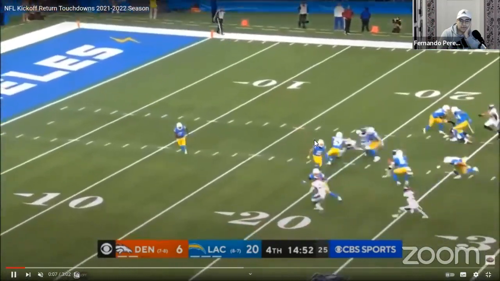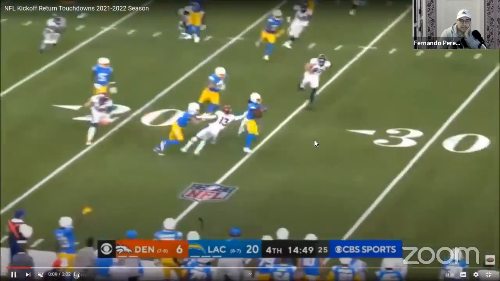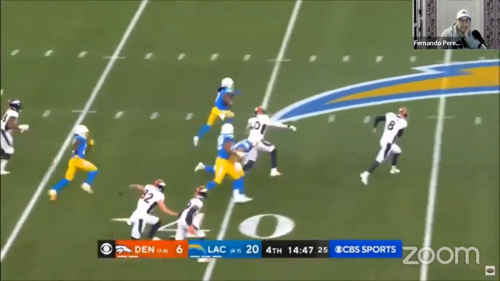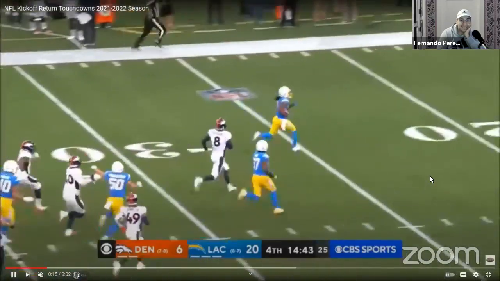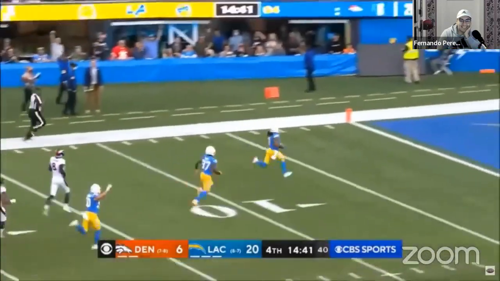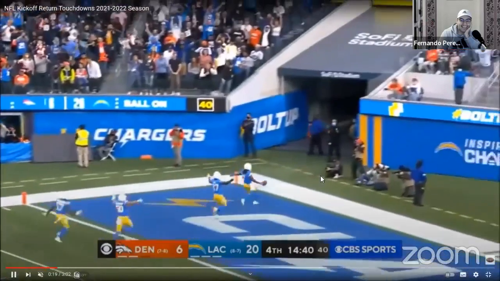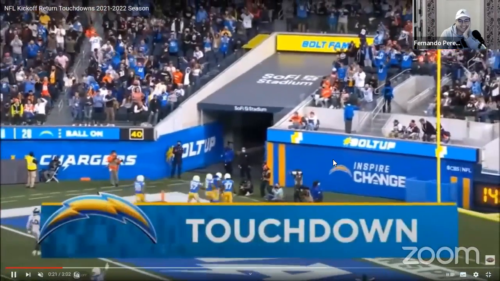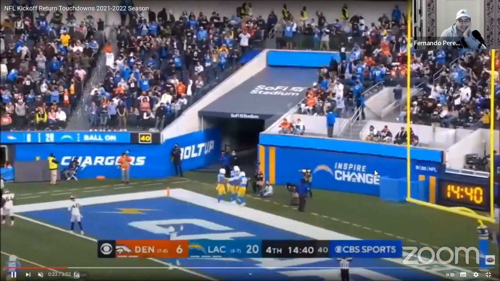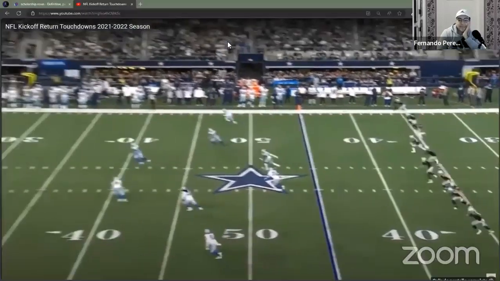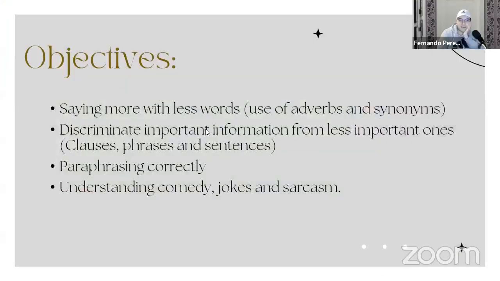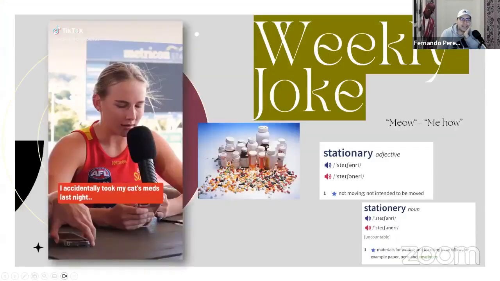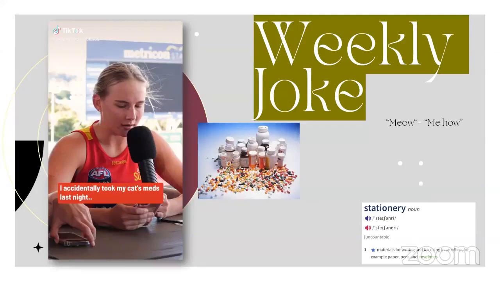Let's see where they stopped. He gets a 20, he gets a 30, he gets a 40. Oh my God, he's going all the way. Jesus Christ, bye-bye. See you later, sayonara. He got a touchdown in the kickoff. Jesus Christ. That never happens. That's crazy. Anyway, the point is we're going to kick off today with a little comprehension, and we're going to do some exercises on this, every week.